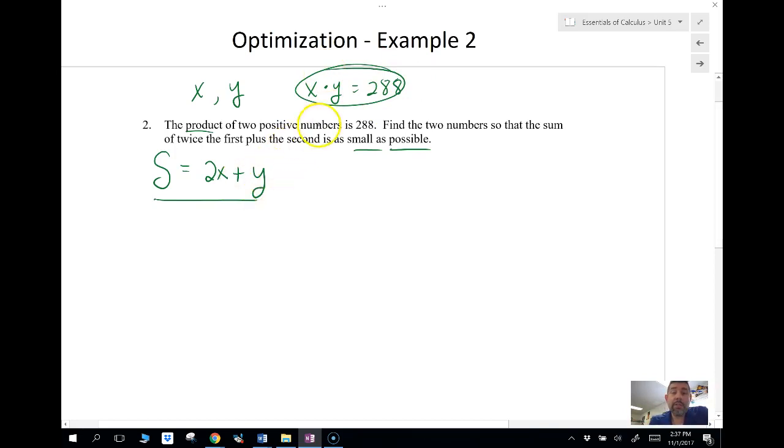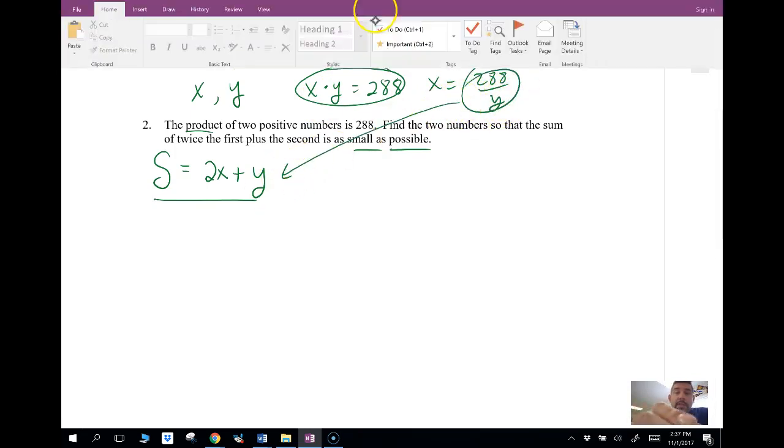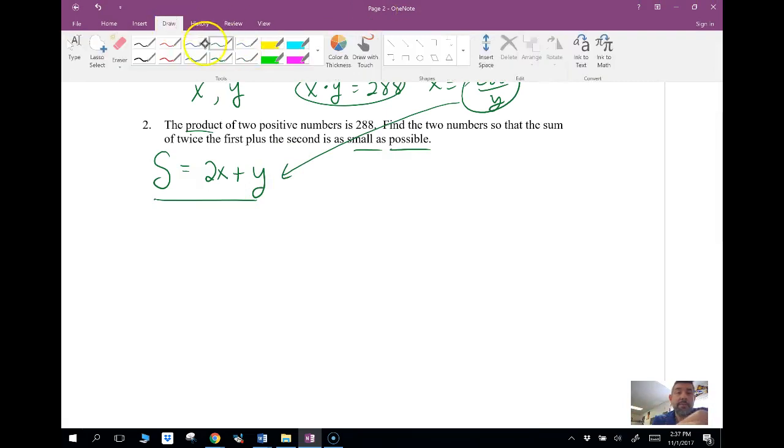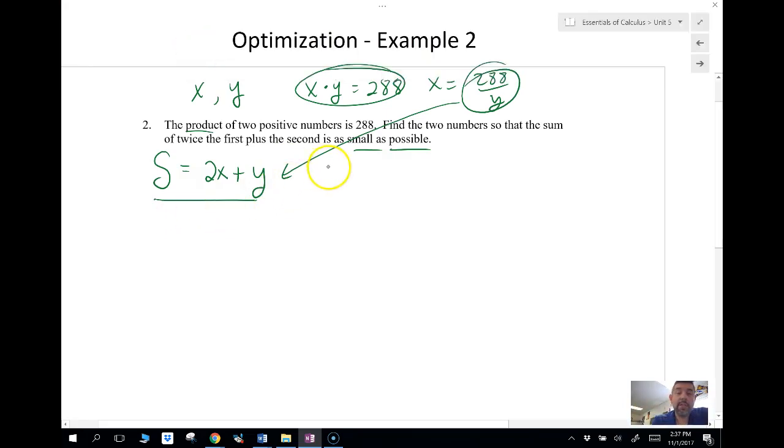So let's solve this for x. x is going to be 288 over y, and then I'm going to make a substitution in right there. Substitution, that word's fun to say. So 2x plus y becomes 2 times 288 over y plus y.